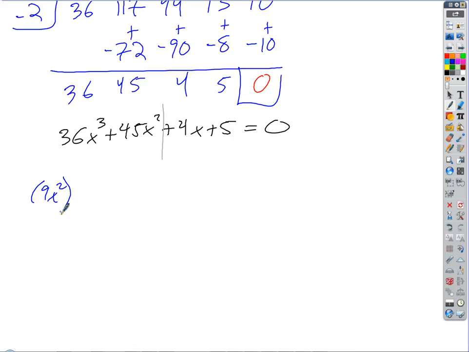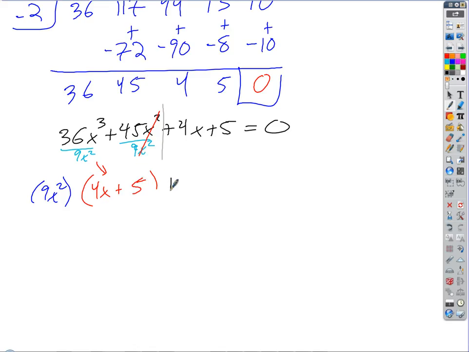So I've got a 9x squared. If I divide each of these by 9x squared, what's that giving me for the leftovers? What's 36x cubed divided by 9x squared? 4x. And then 5x. And then 45x squared divided by 9x squared? Or just 5. 5. Okay, good.